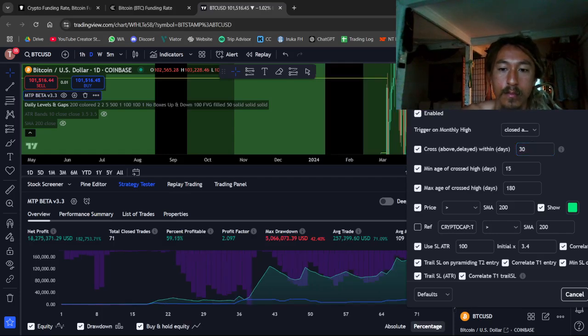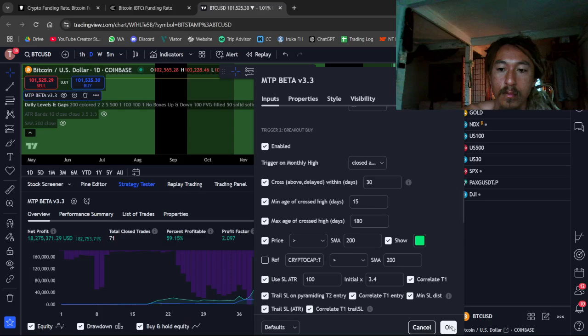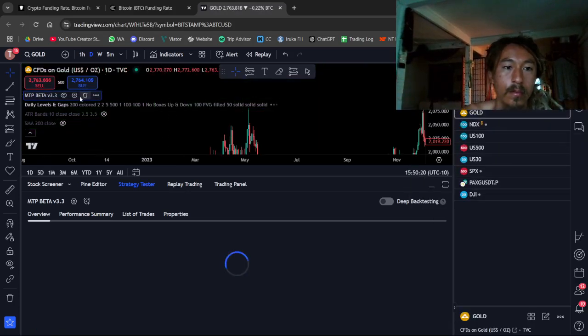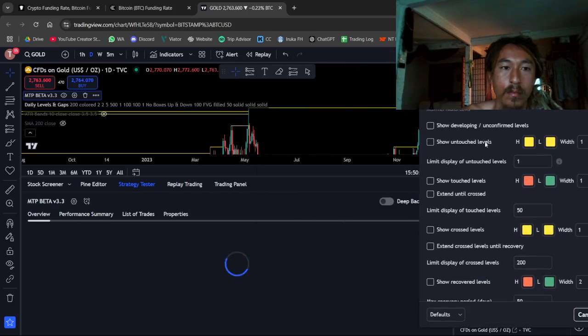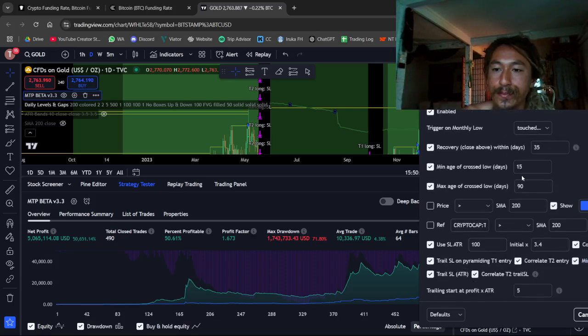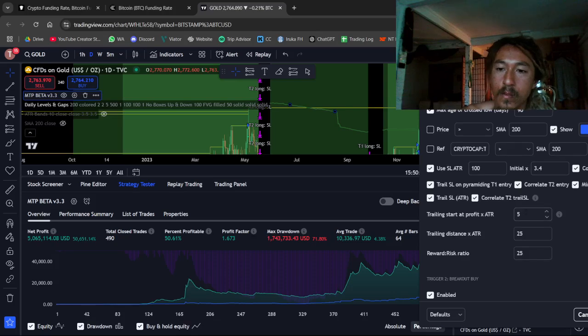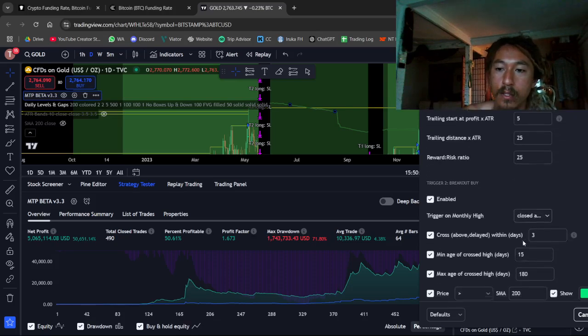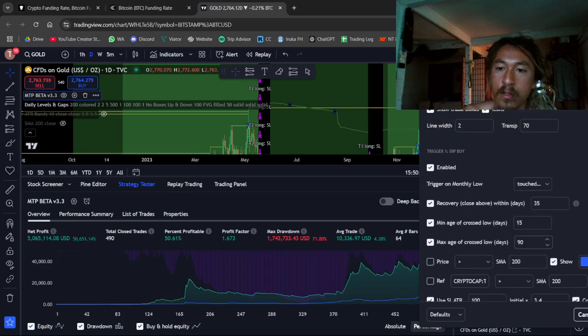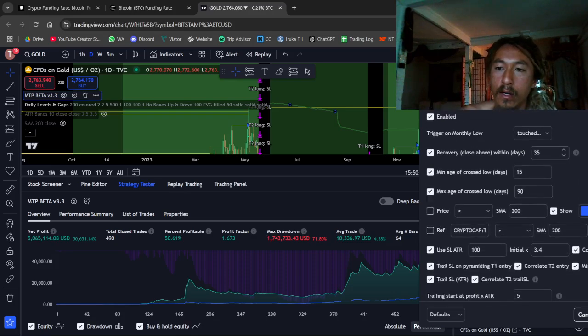Okay. Let's look at gold. And then I want to go in and look at the trades again. So 71% drawdown, 50,000% profit. We're going to look at dip buy. Where is it?